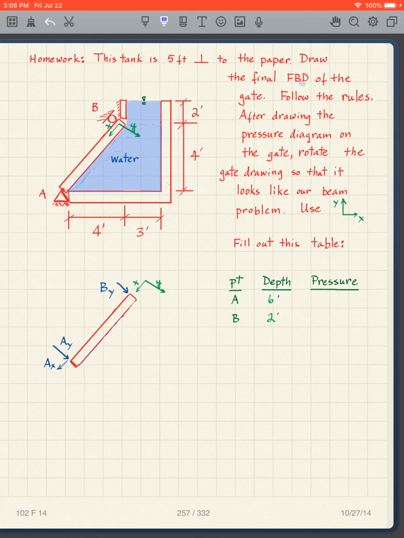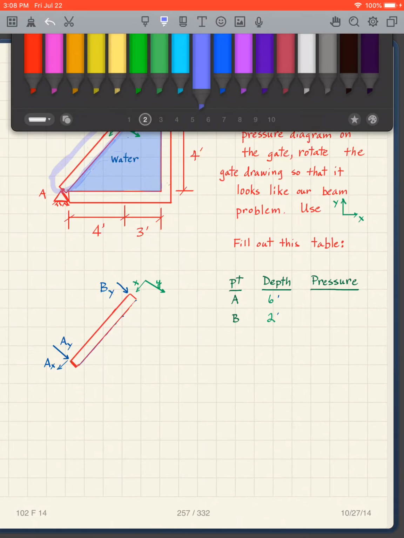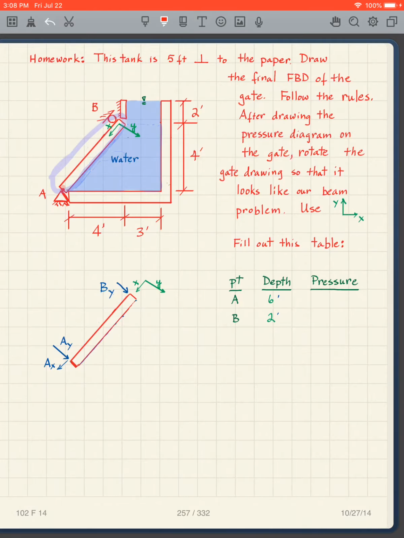And it says to follow the rules. Of course, we've got to follow the rules of pressure, which are the 2 rules: the pressure magnitude is depth times the unit weight of the fluid, the density of the fluid, and the direction is perpendicular to our surface. So we're going to be taking a cut, again, like this, where we cut the hinge here, we cut the roller here, and we cut the water right next to the wall.